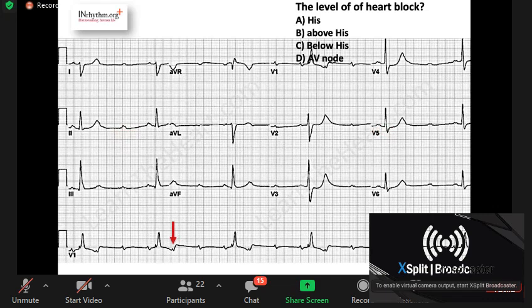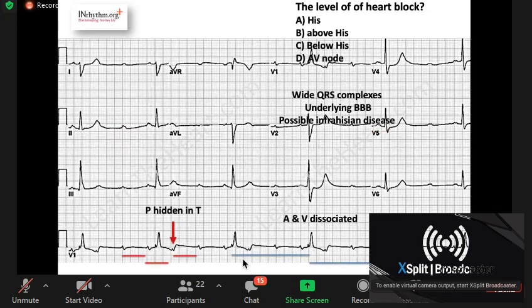Now, what is the level of the heart block? Definitely, we have multiple P waves coming in with few QRS complexes. So AV is dissociated and our QRS escape is wide, right bundle. So I am dealing with an infrahisian disease.